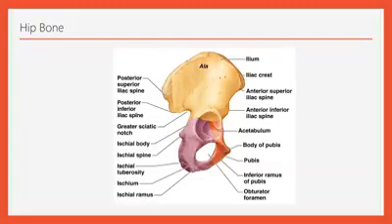Now let's study the anatomical points of the hip bone. So first, this is the hip bone. Anterior superior iliac spine and pubic tubercle lie in the coronal plane. Ischial spine and the upper part of the pubic symphysis lie horizontally. Pubic symphysis lies medially and vertically. Acetabulum lies posterolaterally, and greater sciatic notch lies posteriorly.